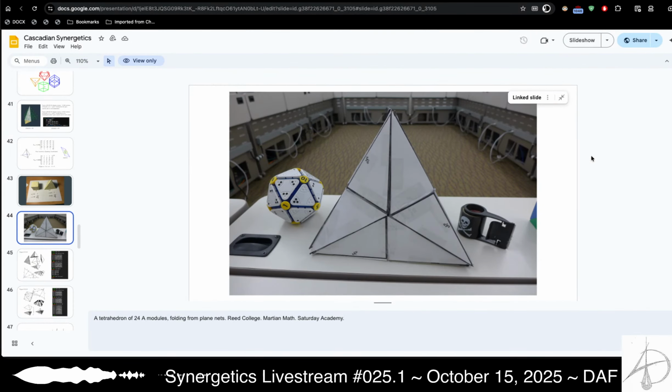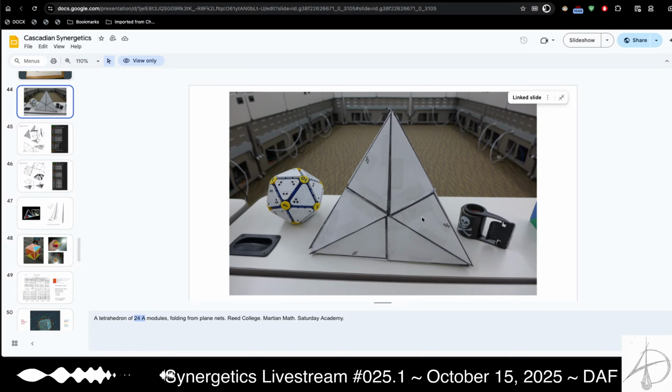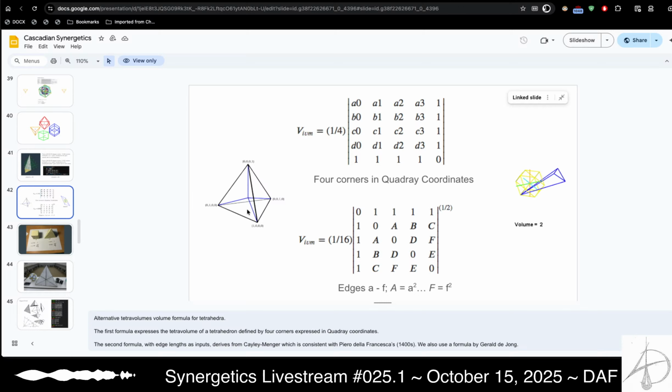This is a classroom, looks kind of interesting, at Reed College, where Martian math was taught on the Saturday Academy. And this is a tet built up of the 24 A modules. So the tets are useful to assemble upwards, but also they get broken down into these sub-modules, more to come on that. And what's happening in each of those modules is basically the four sectors of the tet are being separated, the four areas that are getting swept out, the four wide tetrahedra that are getting partitioned from the unit tet by the quadrays.